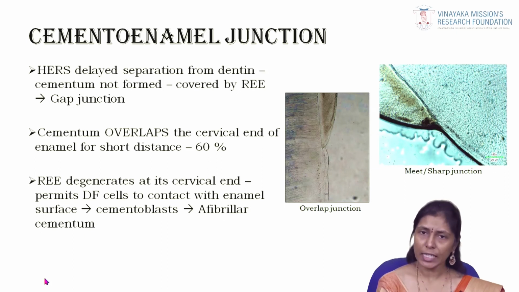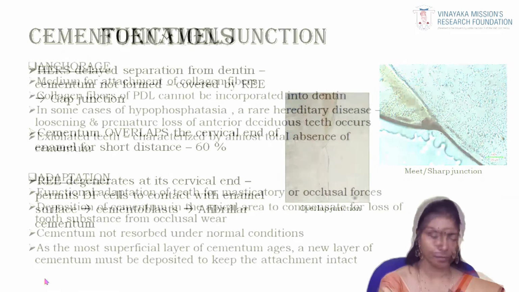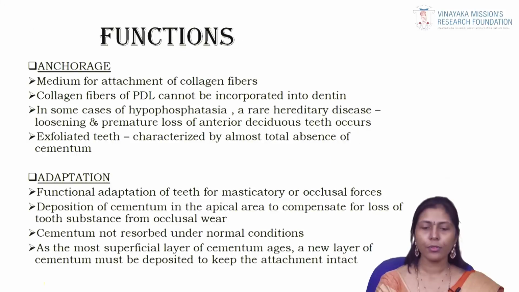So, the dental follicle cells will get differentiated into cementum and it's going to produce cementum. That is how the overlap junction is being formed. Here it is going to form afibrillar cementum. Coming to functions of cementum. Cementum is going to provide anchorage to the tooth. It is going to help in adaptation of the tooth for the occlusal or the masticatory forces, and it is going to help in repair of the tooth. So, these are the functions of cementum.